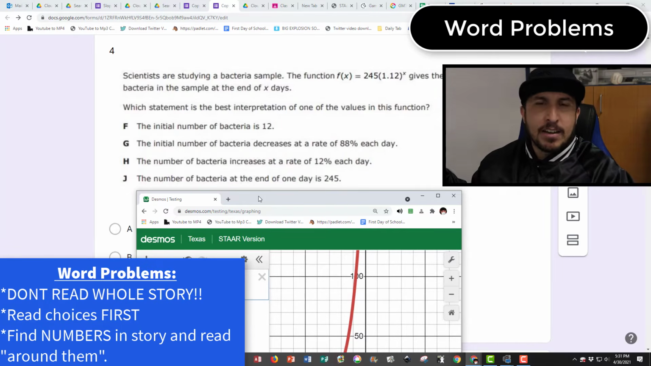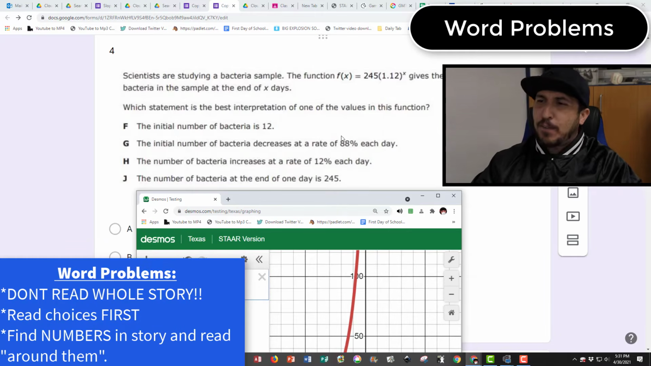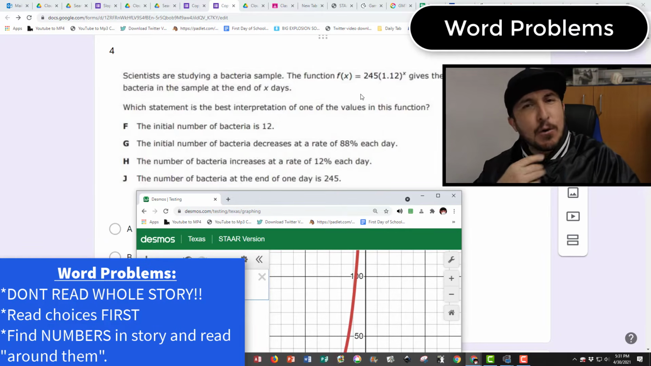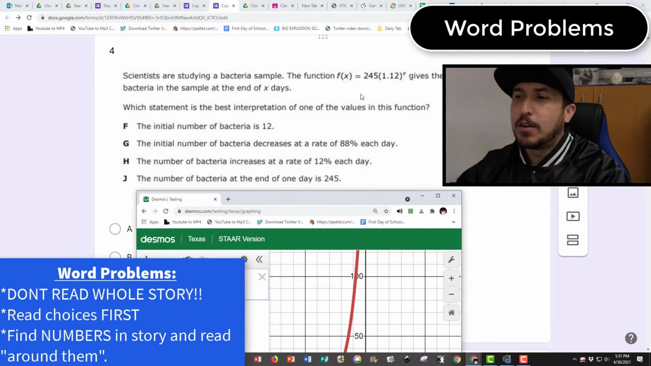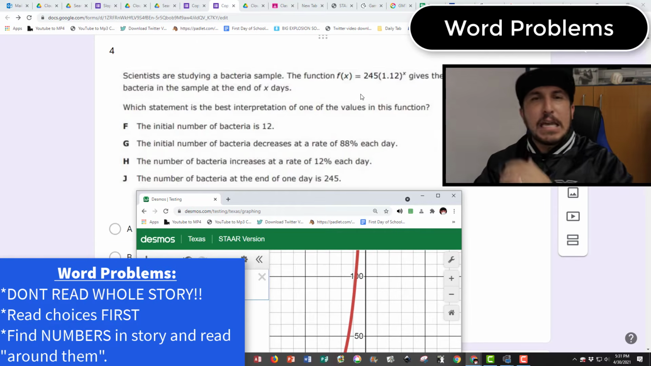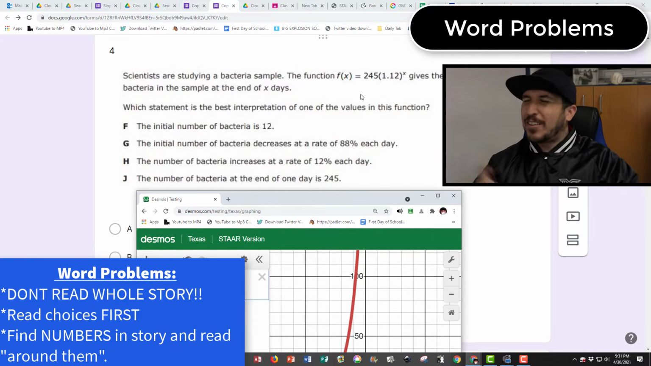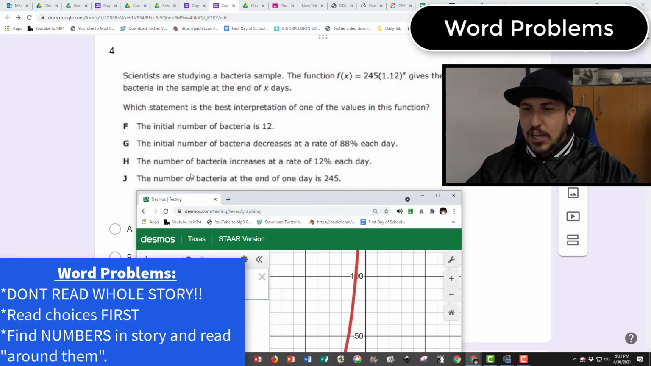At the end. The number of bacteria at the end is 245. Look at this equation. Where is the 245? Is it at the end? It's in the front. It's the initial. The 245 is what you start off with. It is not at the end of anything. But it does say 1, and 1 is the first. He says at the end. It's not at the end. So J is a liar.